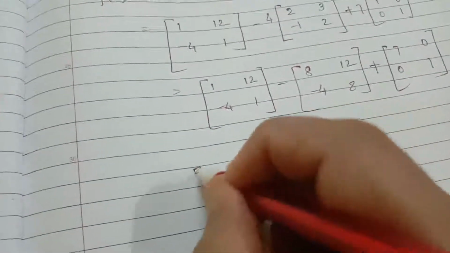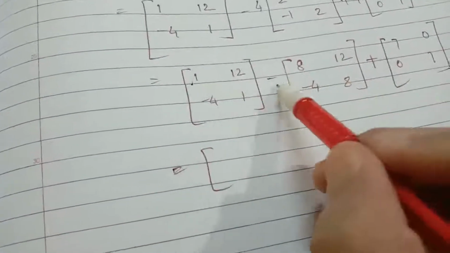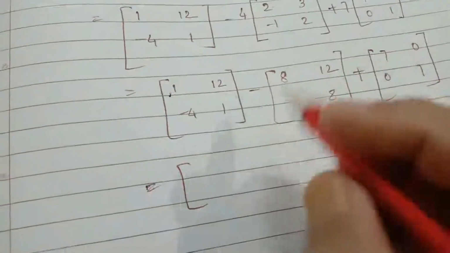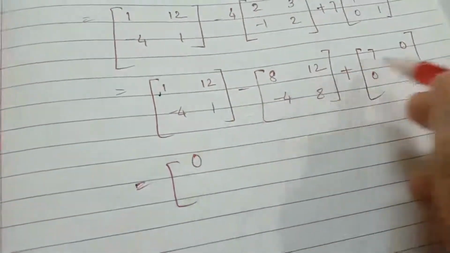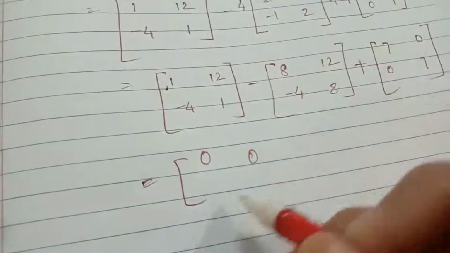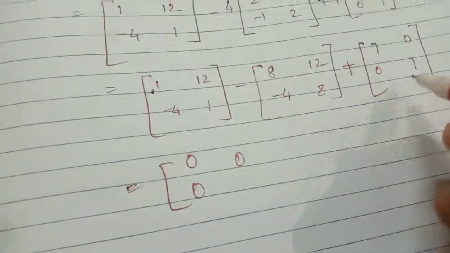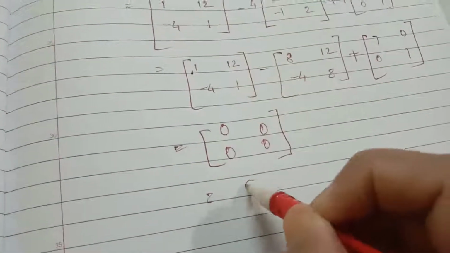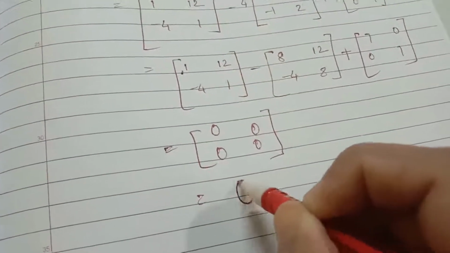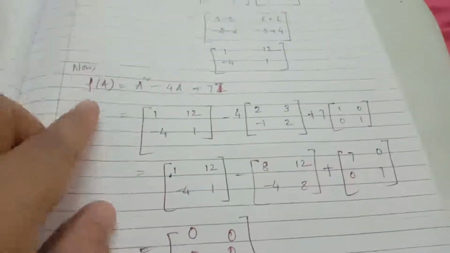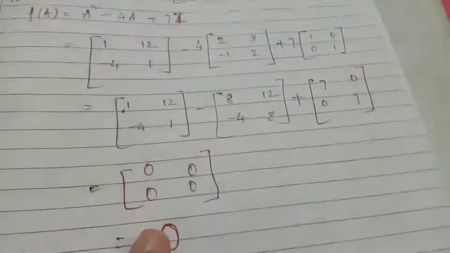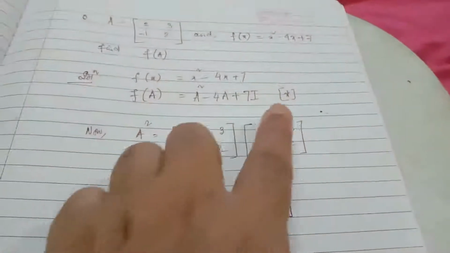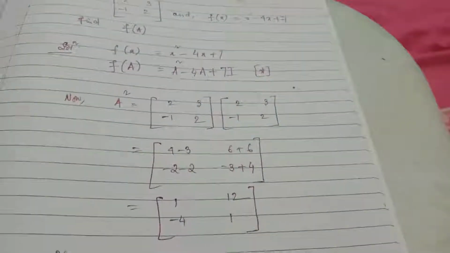Now after simplifying, you can see 1 minus 8 plus 7. 8 minus 8 is 0. 12 minus 12 is 0. Minus 4 plus 4 is 0. 1 minus 8 minus 7 plus 7 is 0. So it is equal to the 0 matrix. The 0 matrix we write in this way. Okay, so f(A) equal to 0 matrix. The only important point is this, you have to remember.